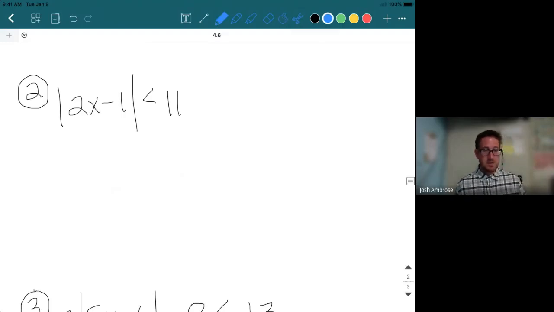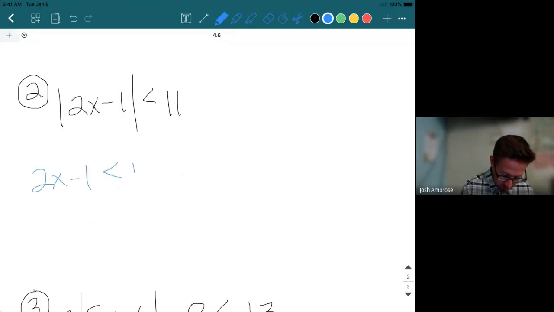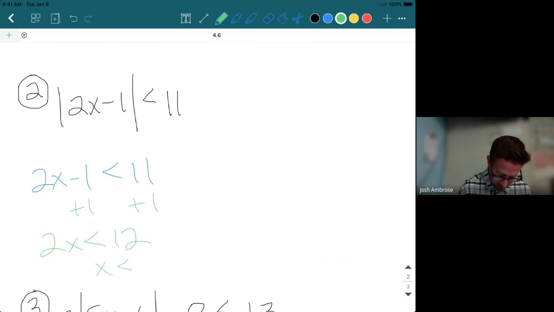So the first thing we're going to do is write this as is and solve for x. 2x minus 1 less than 11. The steps that we take here, we add 1, 2x less than now 12. X is less than 6. So that is one of the solutions.